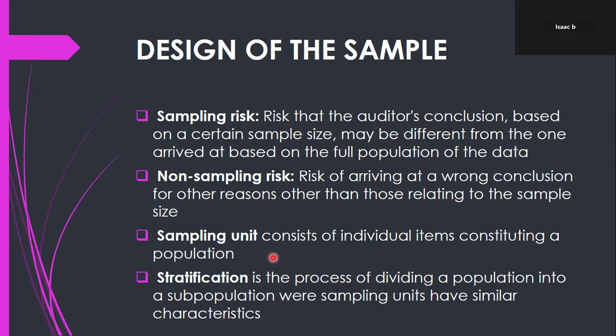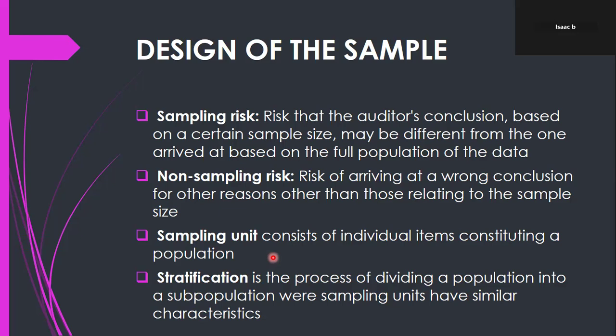So this is the risk that the auditor's conclusion based on a certain sample size may be different from the one arrived at based off the full population of the data. So if, as I already explained, the decision is made based off a sample size, and there is a risk that it may be different from the one that can be arrived at by inspecting or making a decision based off a whole population of data, that's sampling risk.